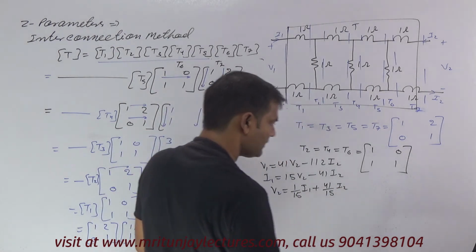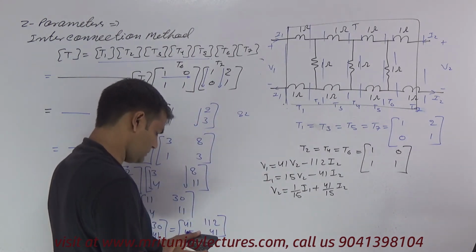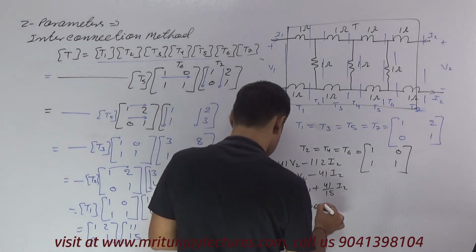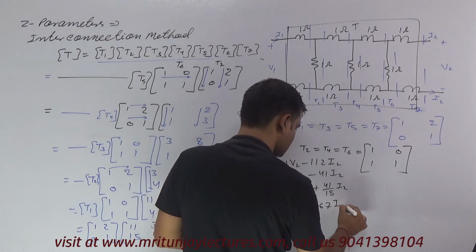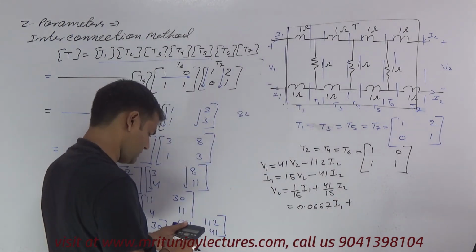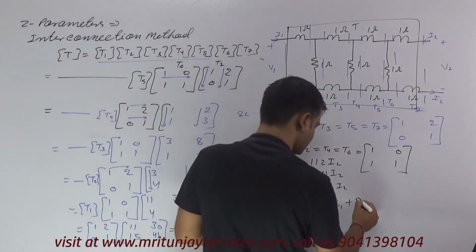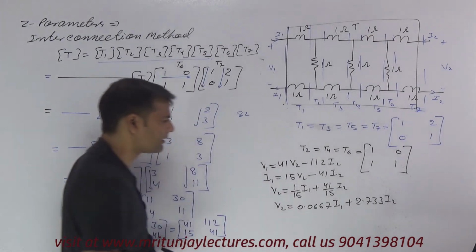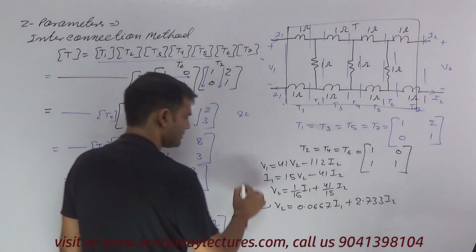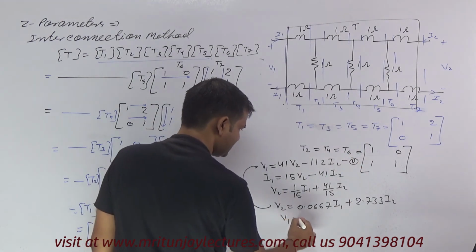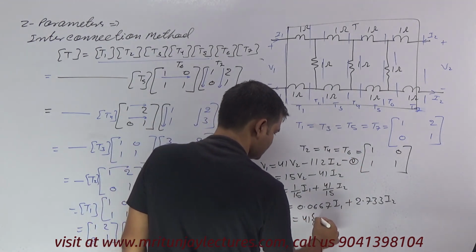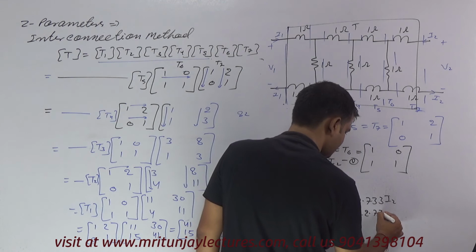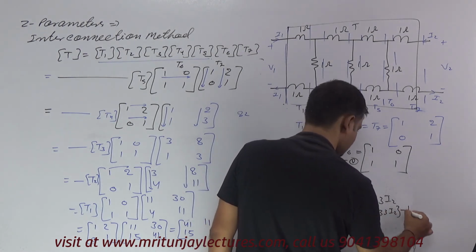Okay, now 1 divided by 15, we got 0.0667 I1 plus 41 divided by 15, we got 2.733 I2. Okay, that is V2. If this value put in equation number 1, then V1 is written as 41 times 0.0667 I1 plus 2.733 I2 minus 112 I2.